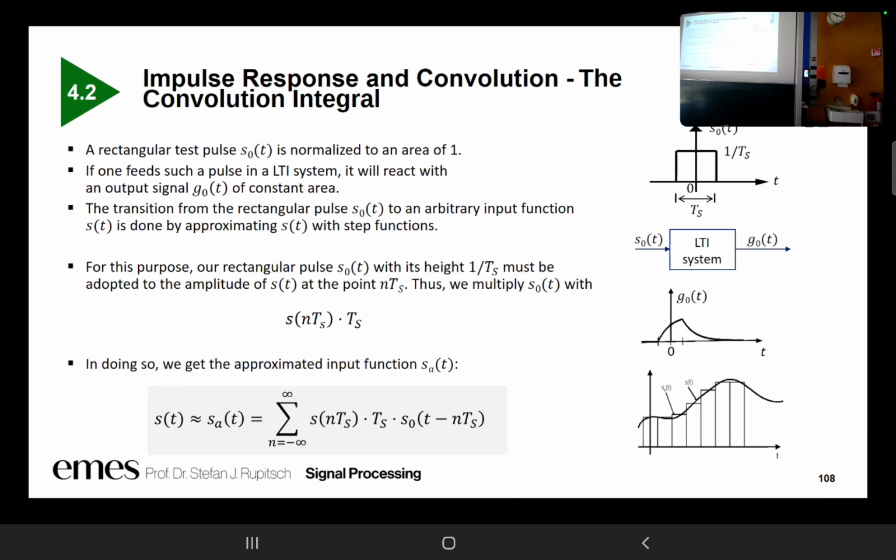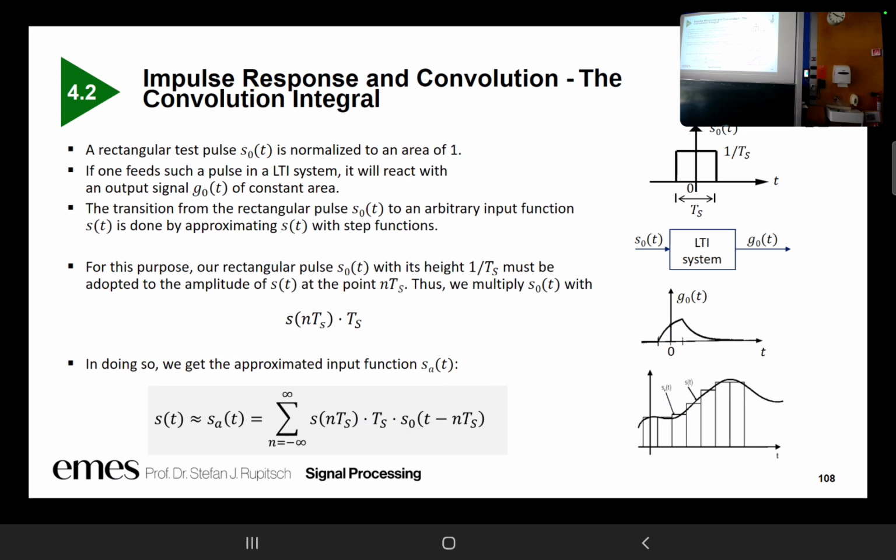They should be, the area should be 1. Yeah. A higher amplitude. Yeah. Would it actually mean that your rectangular pulses get longer, or the area must always be 1? Yeah.